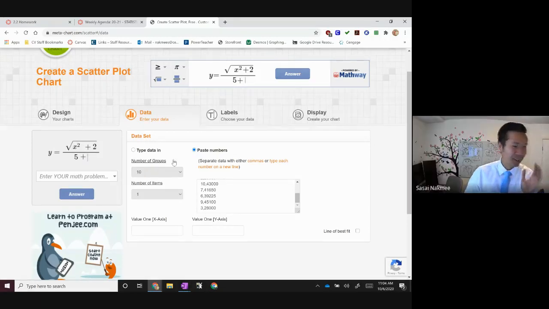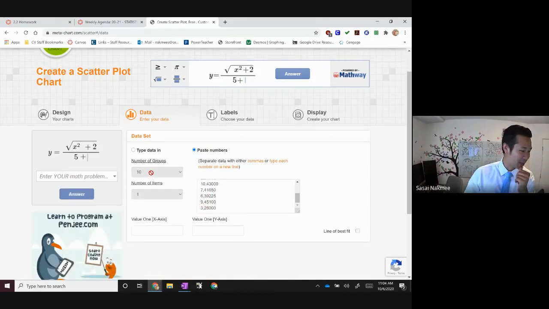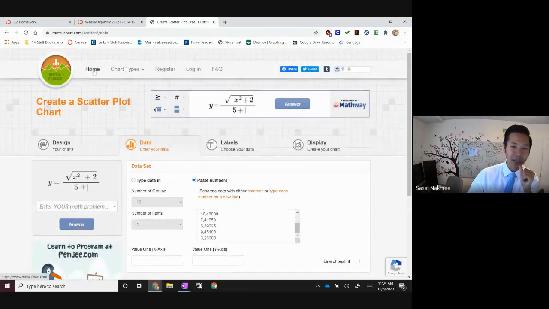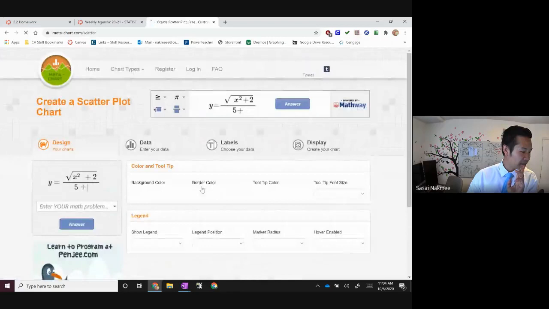Yeah, sorry, that was my fault because that was the whole thing that everybody in the chat was talking about. I was messing up this whole time. I kept using this, but you just want to use paste numbers. So I'm gonna bring it back over here. If you guys are making a scatter plot, let's start from the beginning, from the very start. We'll go to scatter plot.